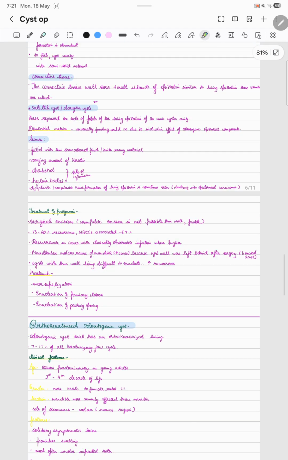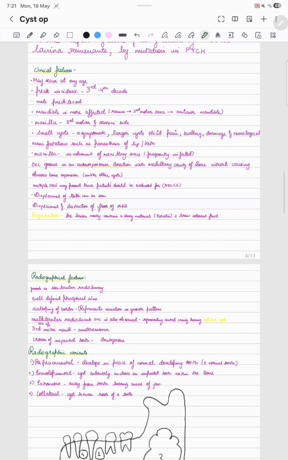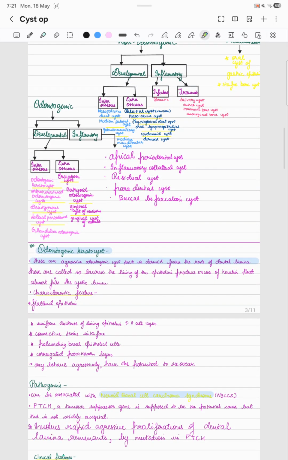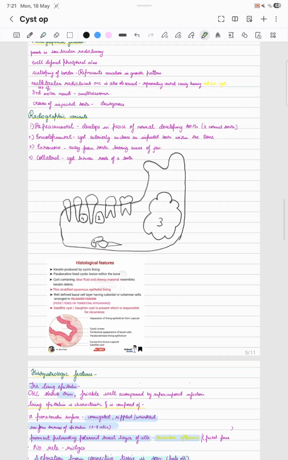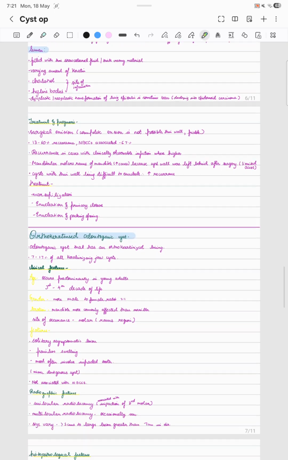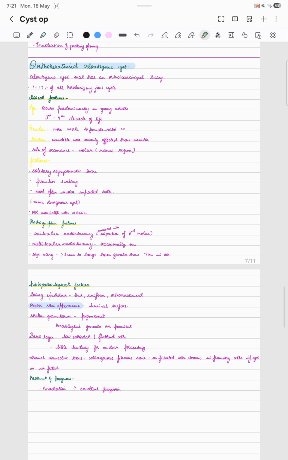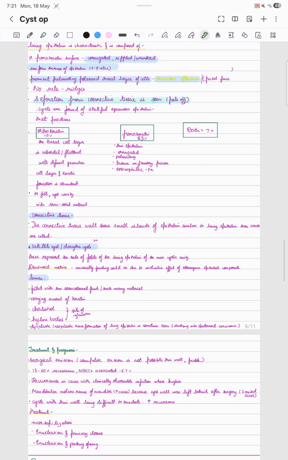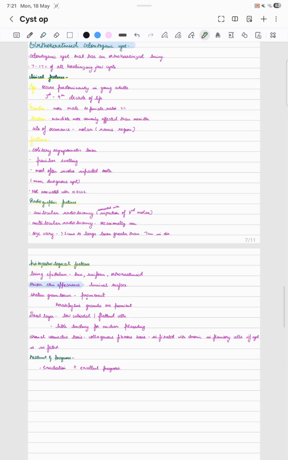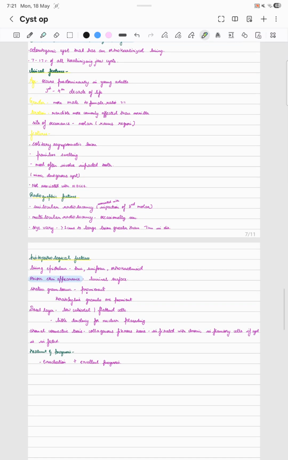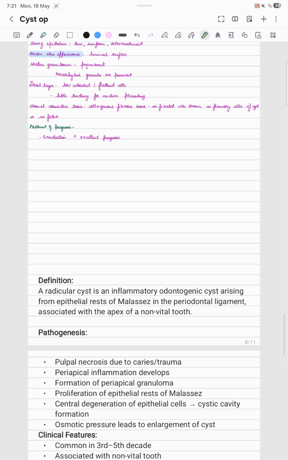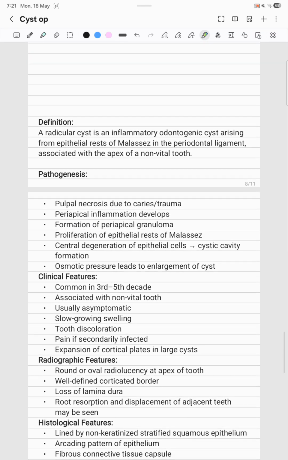So that's all for your odontogenic keratocyst. Next video we will be reading about orthokeratinized odontogenic cyst. This was your parakeratinized keratocyst. This will be your orthokeratinized odontogenic cyst. It's very small, so I'm going to include radicular cyst with it as well.